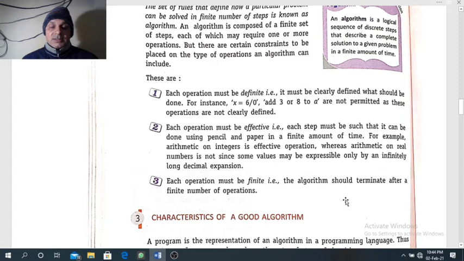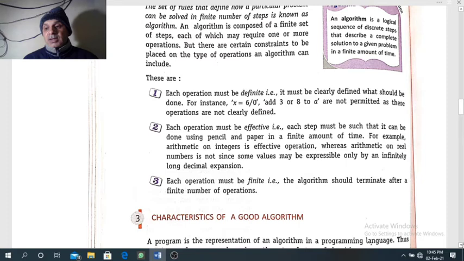Each operation must be finite. That is the third thing that should be included in the algorithm. An algorithm must be finite, meaning the number of steps given to solve a problem should be finite. An exact number of steps is required. It means after those steps, our algorithm should be over.